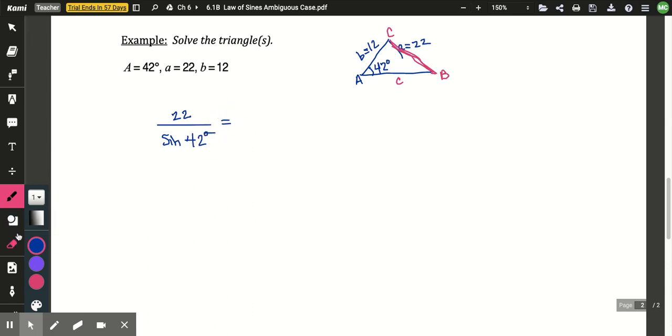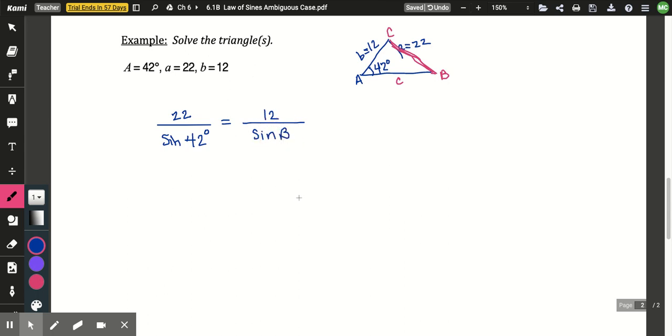Okay, that came out looking like a sigma. I'm going to fix that. There we go. Now I'm going to set that equal to, and then I need an angle and a side to relate. I don't have another angle, and the only other side that I know right now is side b. So I'm going to call that 12, and then that would be over sine of B.